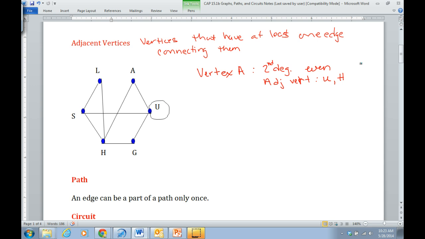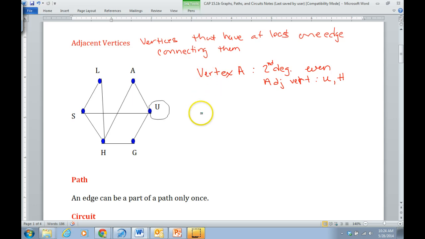Would G be considered one? No. It doesn't have a direct line to G, right? How about L? No. L is proximately next to A, but it's not adjacent because there is not an edge leading to L. Okay?